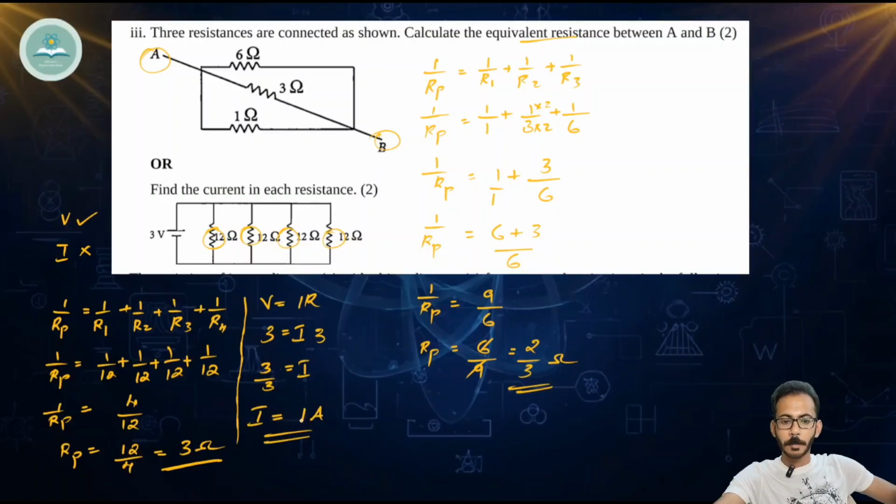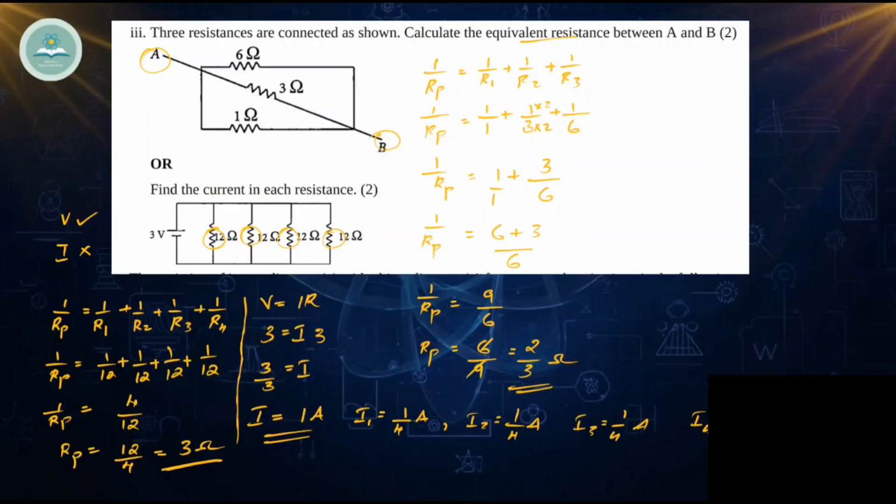This 1 ampere is divided into 4 equal parts because all the 4 resistors are equal. So each resistor will have a current of, the first resistor will have 1 by 4th of this one. So 1 by 4 of 1 is 1 by 4 itself. It will be 1 by 4 ampere. Then I2 current will be 1 by 4 ampere. I3 current will be 1 by 4 ampere. I4 current will be 1 by 4. Altogether, it will be 1 ampere.